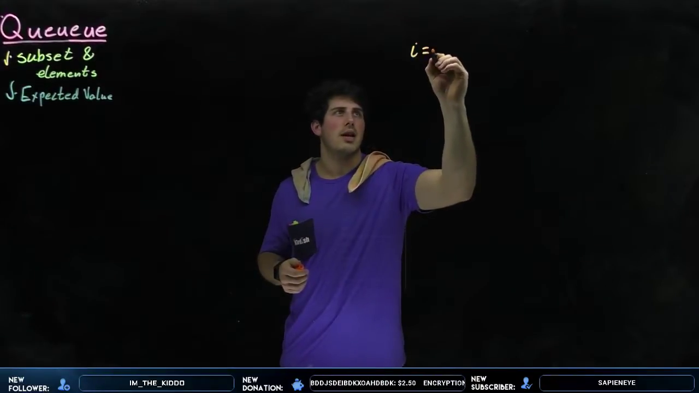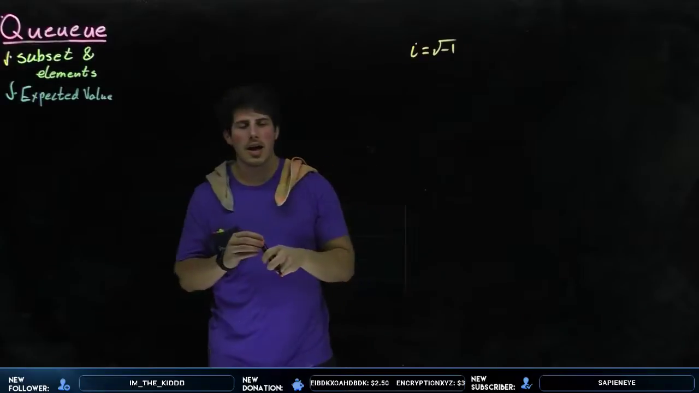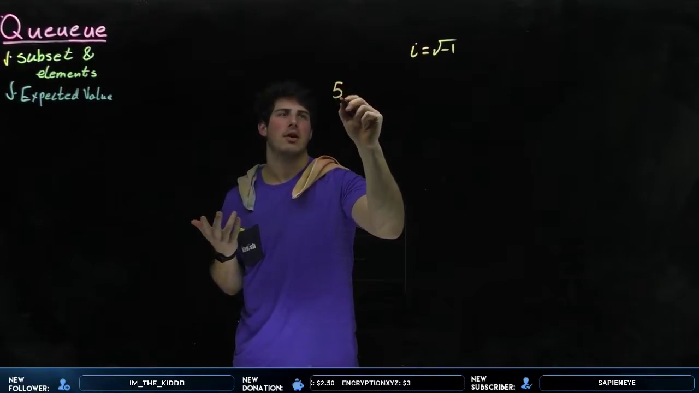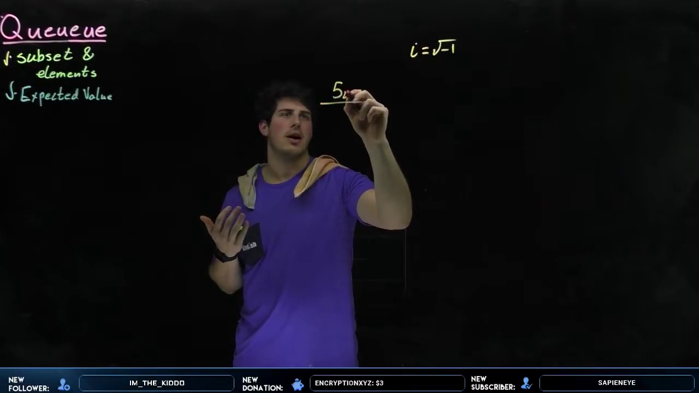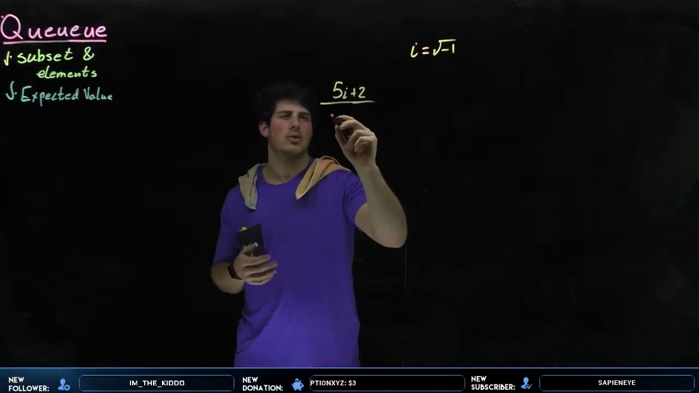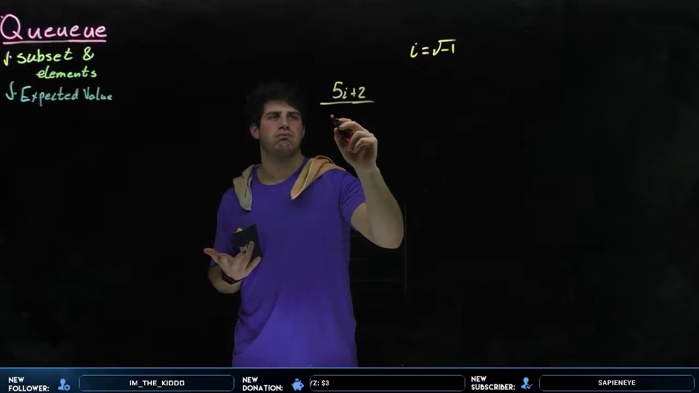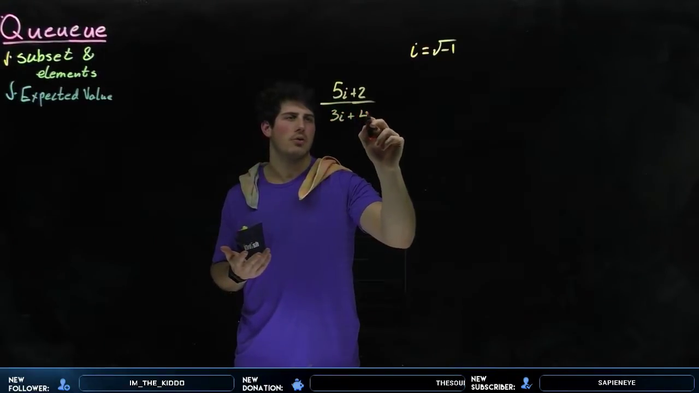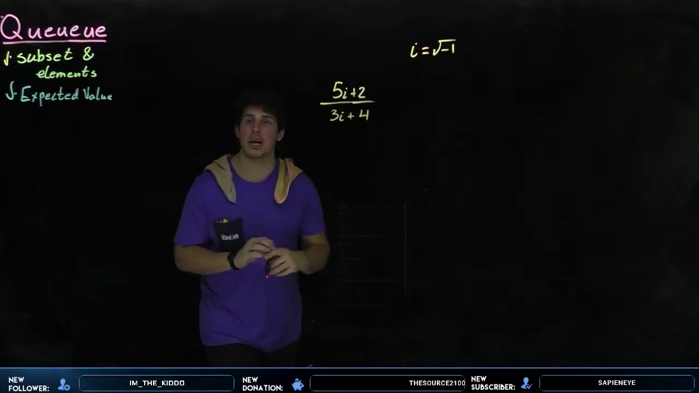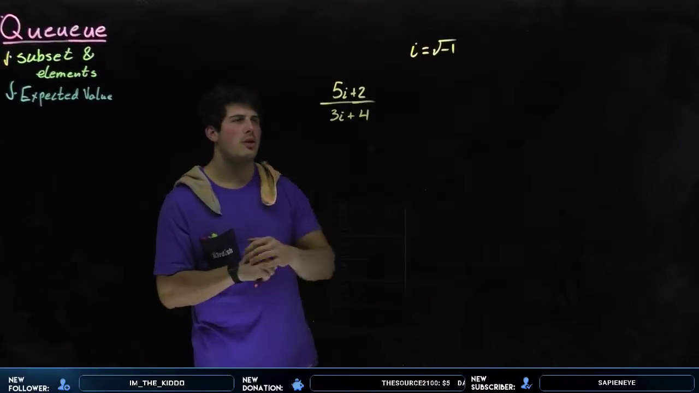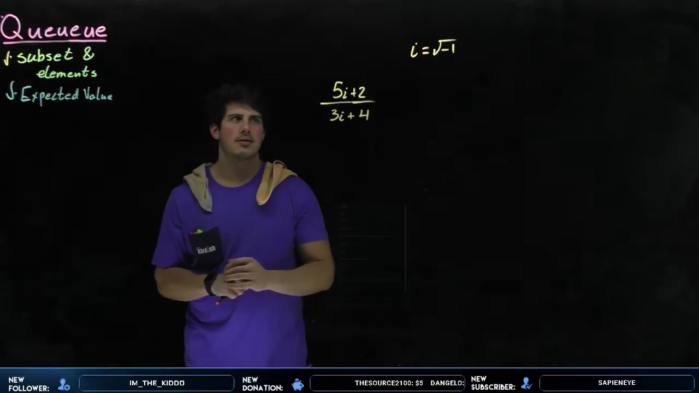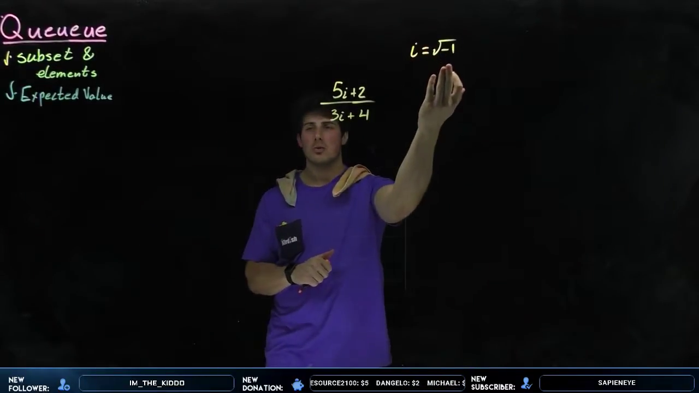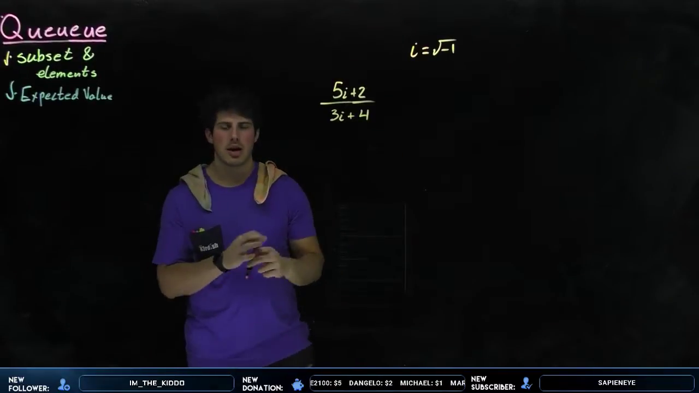I'm going to write this again. Square root of negative 1. What if I had 5 over, let's do 5i plus 2, let's make it a little bit gross, over 3i plus 4? What would I do? What could I do? What do I do with this? Well, you can't leave it in the denominator, right? You can't leave this i there because it's a square root. So you can't leave it there. You're not allowed to.